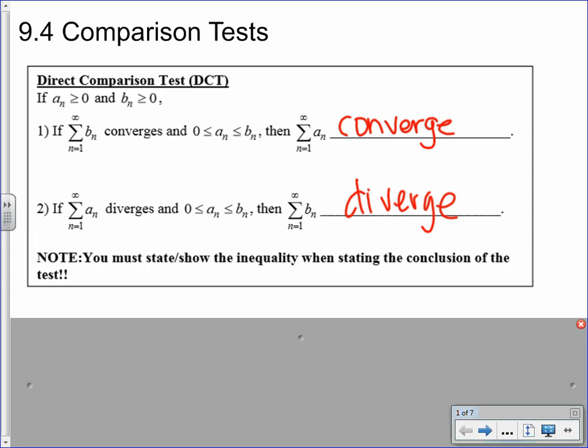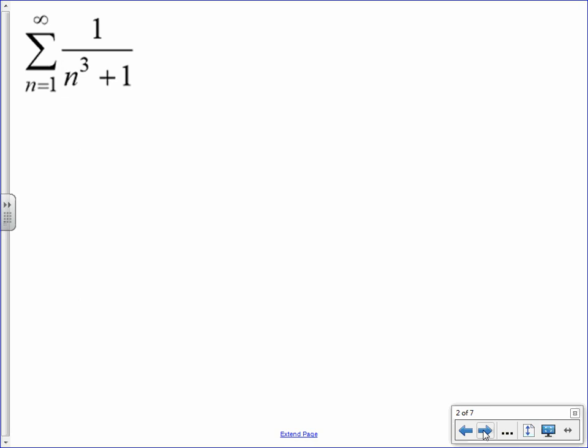What the direct comparison test is nice for are those sequences that are off by just one little thing compared to something that we already know something about. You're going to use the direct comparison test quite a bit with a p-series or potentially a geometric series. A lot of times with p-series, because we can think about those quickly, right? Okay. So here's our first example.